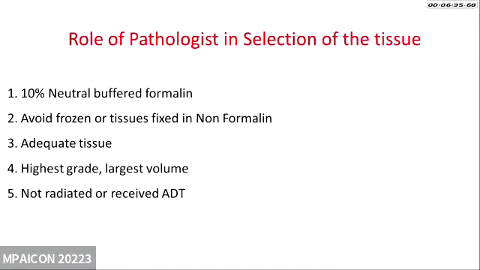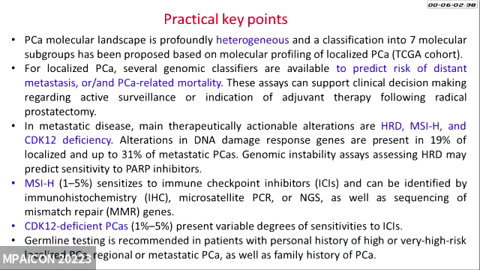So the role of the pathologist in selection of the tissue is: 10% neutral buffered formalin, avoid frozen or tissues fixed in non-formalin fixatives, ensure adequate tissue, ensure the block with the highest grade and largest volume of tumor is given for further testing, and the tumor chosen should be treatment naive, neither radiated nor having received any anti-hormonal treatment.